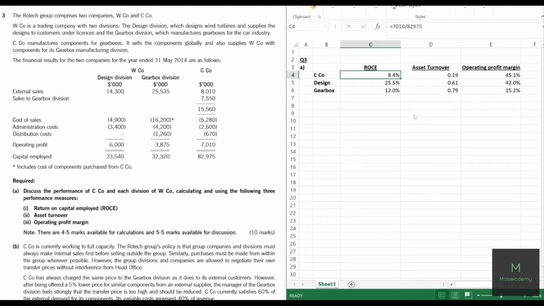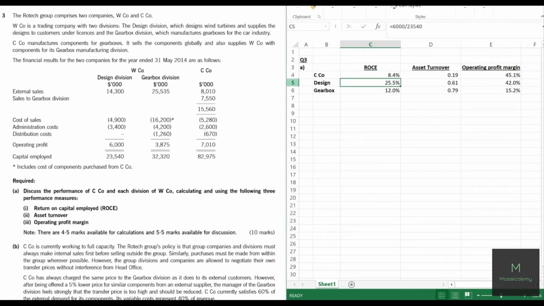Now again, analysis is not, as I've been repeating over and over again, saying, oh, design division has the highest ROCE, so that's good, and CCO has the lowest ROCE, that's bad. That's not analysis, that's stating the obvious. Analysis would be understanding why CCO has the lowest ROCE and why design division has the highest.